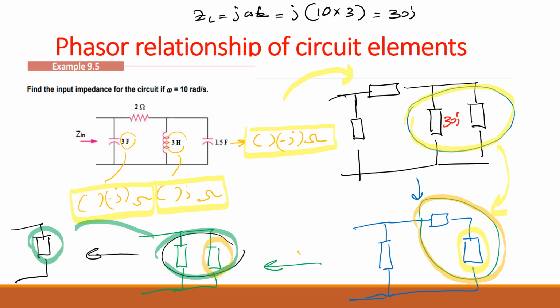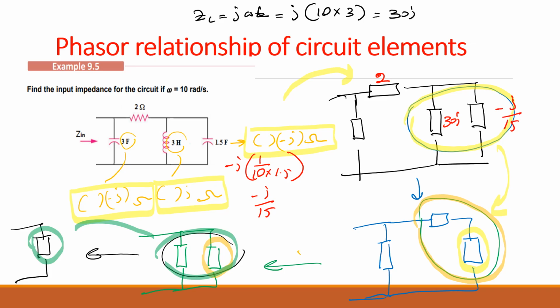So this one is 2, just 2. How about this capacitor here? Negative j times 1 over, not 3, 10, omega is 10. Yes, so omega is 10 and C is 1.5, isn't it? So that will be what? Negative j over 15, just take it like that. So negative j over 15, isn't it?